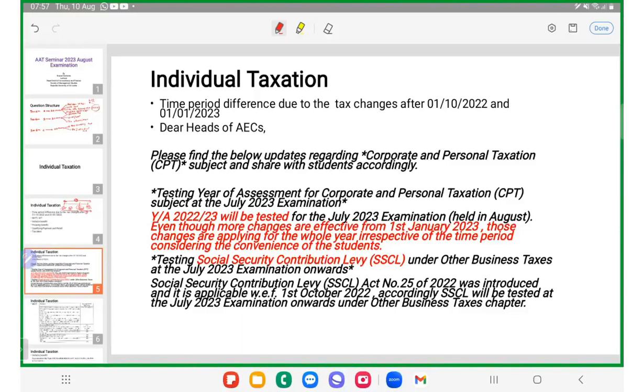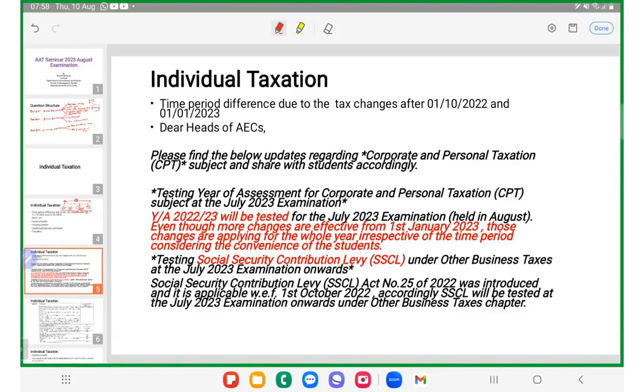So now you can understand, no need to divide your taxable period into a 9-month and 3-month period for an individual, or a 6-month and 6-month period for a company. You can consider it as a whole year of 12 months, but you have to apply all the tax changes after 1st October 2022 and 1st January 2023. No need to worry about the previous applicable tax rules. So I will discuss the basic changes that apply for your examination with this summary discussion.